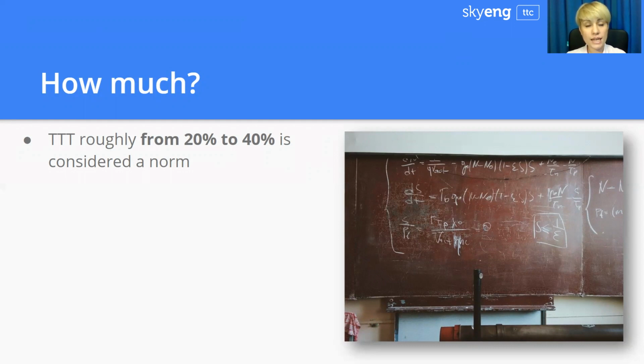So we can say that TTT is roughly from 20 to 40, plus we have students' talking time from 40 to 70, and then we have this gap for the silence when students read something by themselves, when we watch a video, for example, or listen to a recording. So we have this silent time too.